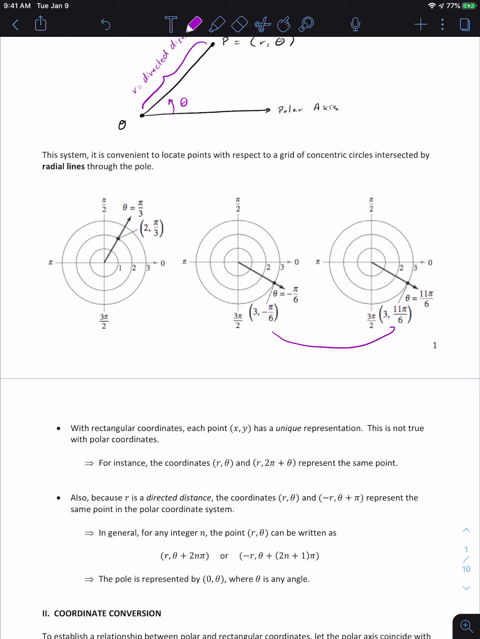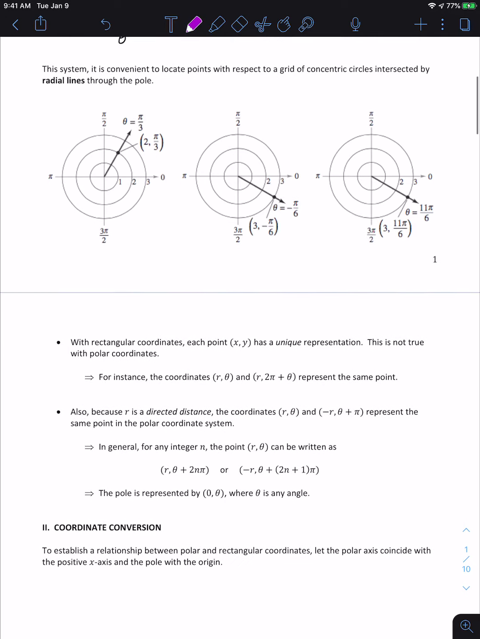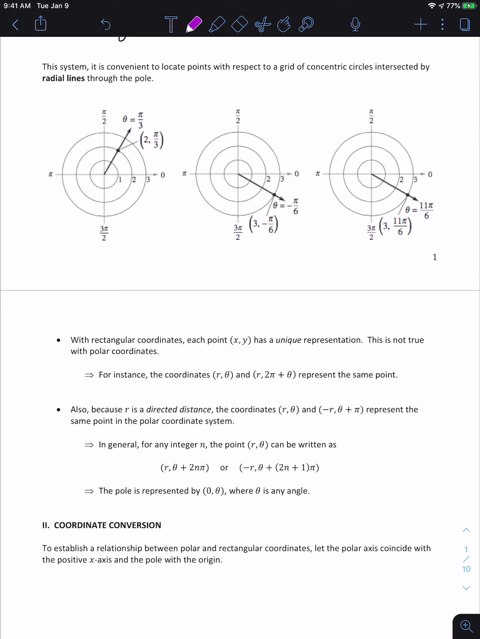So these 2 points, even though they have 2 different representations in the polar coordinate system, they're the exact same point, right? So that's one difference between the rectangular coordinate system and the polar coordinate system. Also, because r is a directed distance, the coordinates (r, theta) and (negative r, theta plus pi) represent the same point. So what am I trying to say here?